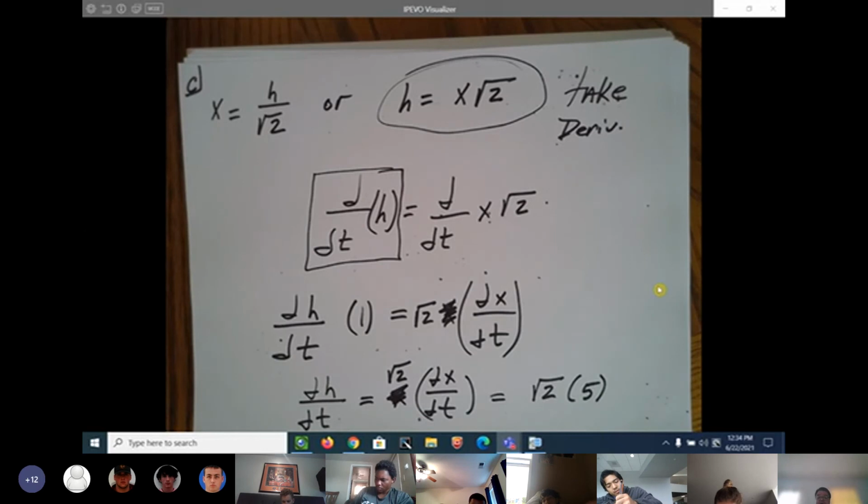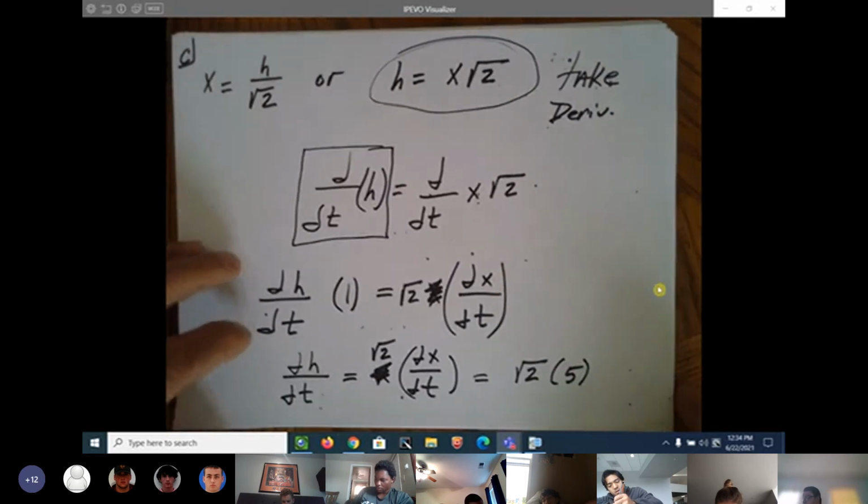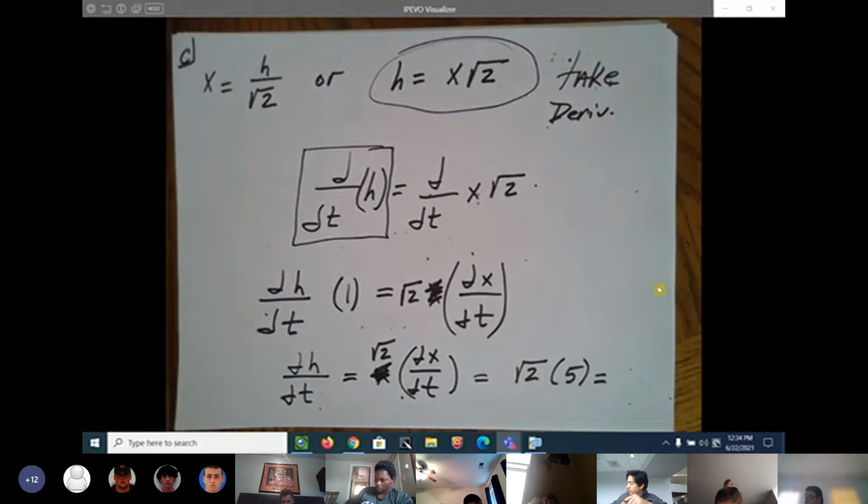And what does that come out to be? Somebody check me. Around 7? Somebody help me out. 7.1. Somebody take the square root of 2 and multiply it by 5, please.